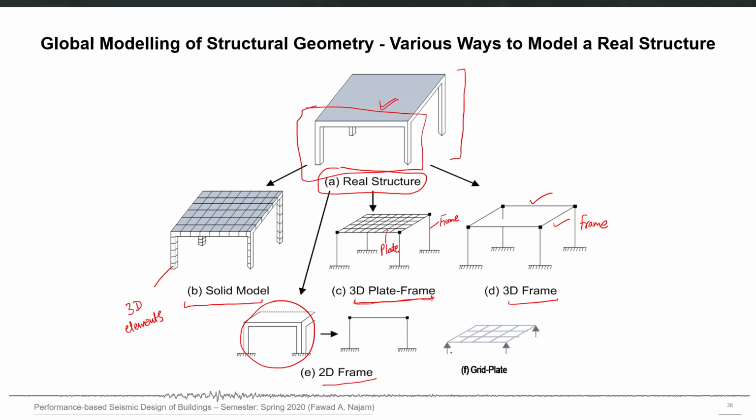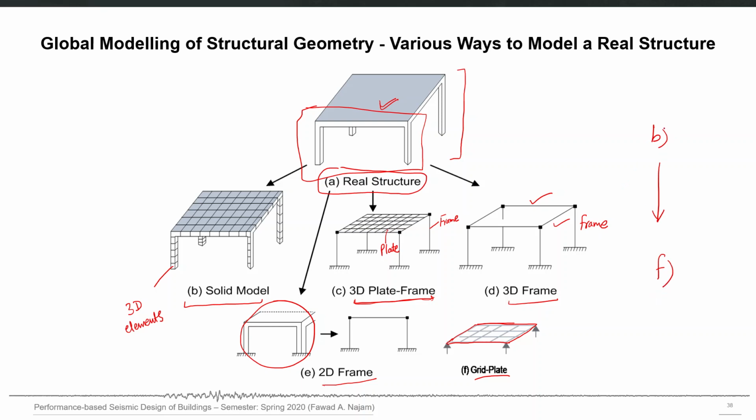A further step of simplification can be that we make what we call a grid plate model, and that can be that we model the slab with plate elements and we don't explicitly model the frame elements which are supporting the slab. So now you can see that there is a decreasing level of sophistication in the models B to F.